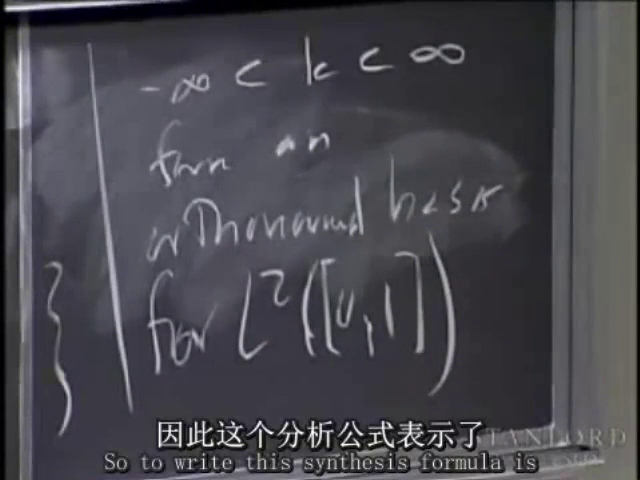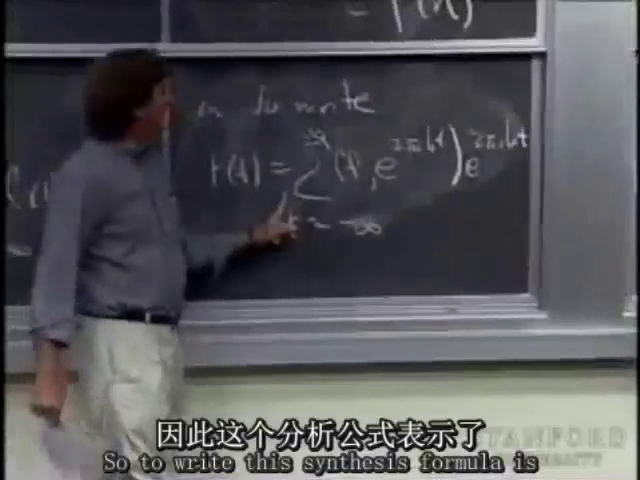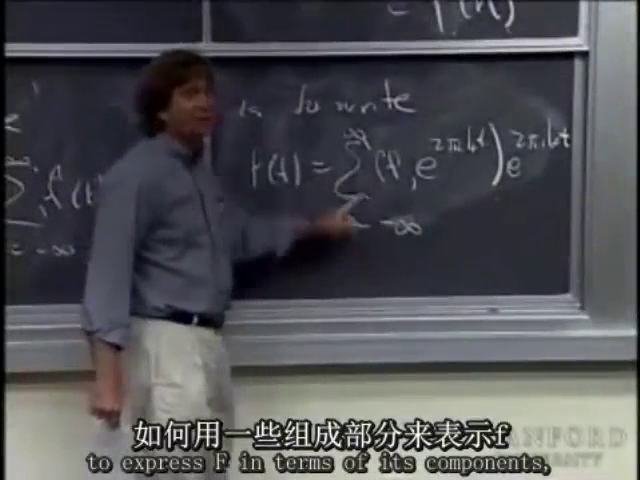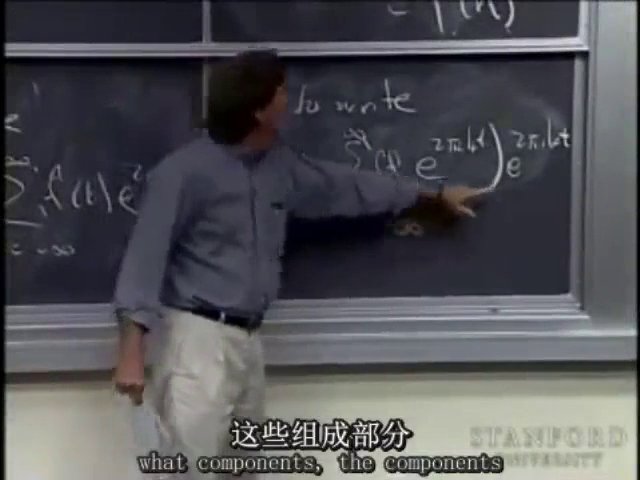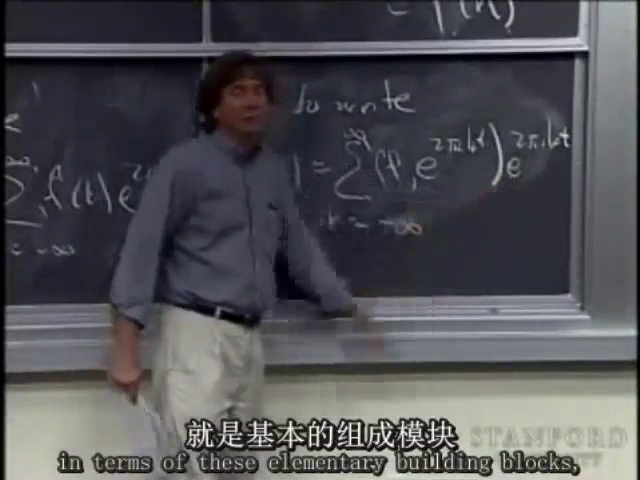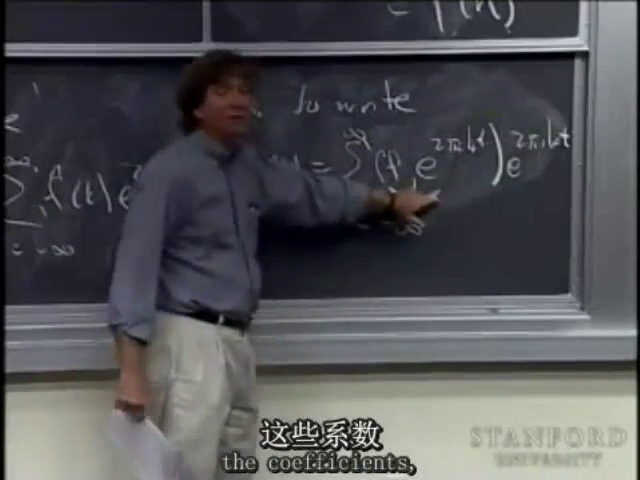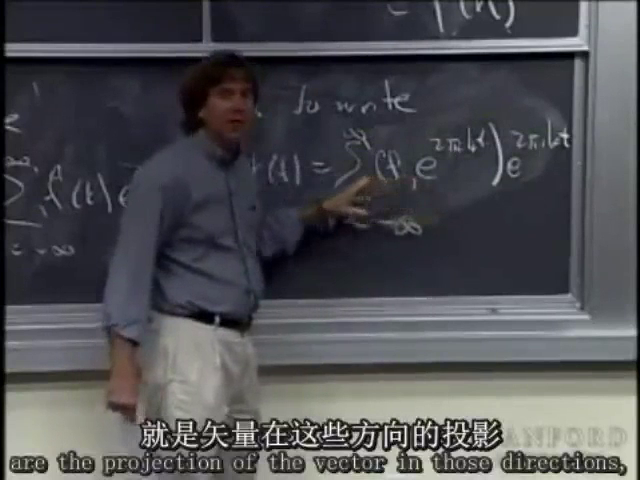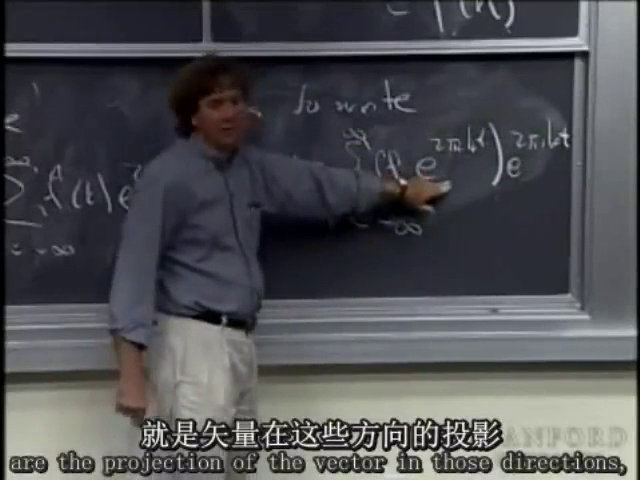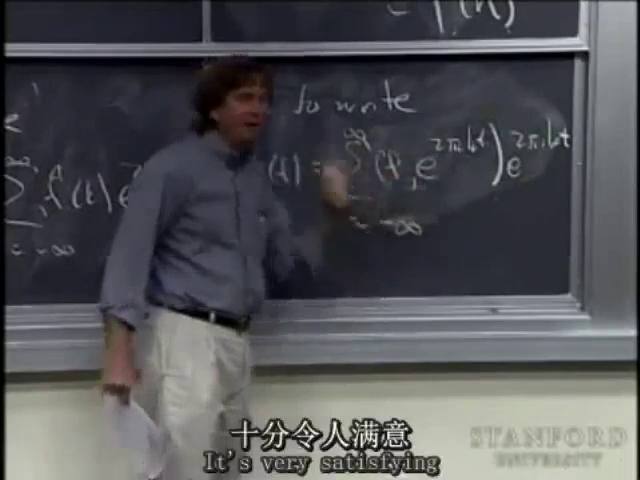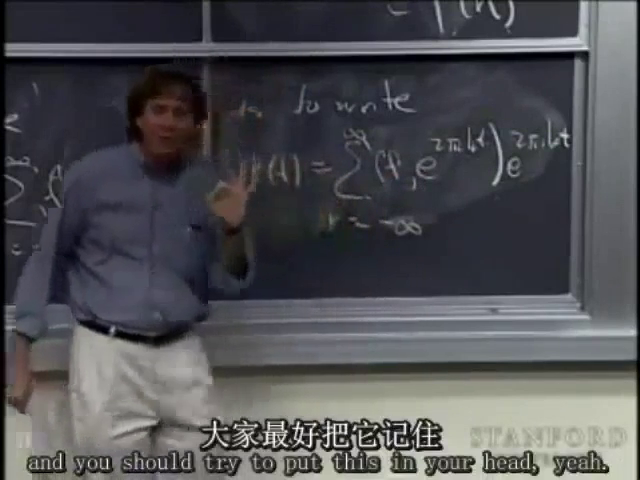So to write this synthesis formula is to express f in terms of its components. What components? The components in terms of these elementary building blocks. And what are the coefficients? The coefficients, like they are for any orthonormal basis, are the projection of the vector in those directions. It's very satisfying. And you should try to put this in your head.